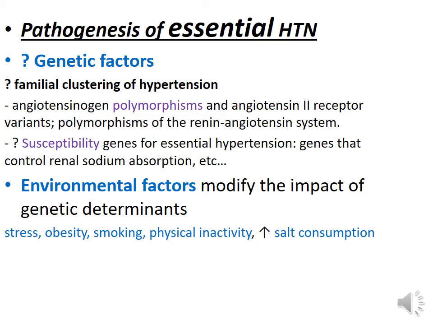Pathogenesis of essential hypertension includes many things like genetic factors and some environmental influences. Genetic factors related to essential hypertension may be something related to familial clustering of hypertension, like gene polymorphism or susceptibility genes for essential hypertension. Environmental factors are said to modify the impact of genetic determinants. Those environmental factors include stress, obesity, smoking, physical inactivity, and high salt consumption.